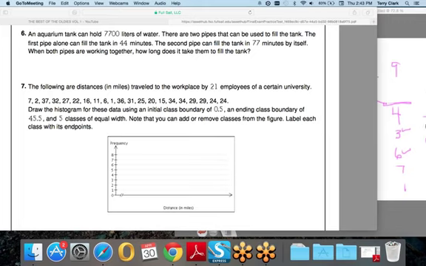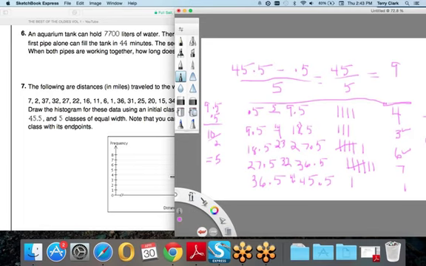Okay. Just make sure you read it carefully. If it says the word midpoint, then you need to find those middle points like I showed you by adding the initial and the ending boundary for each class together and dividing it by 2. Okay, if it says midpoint, then you'll need to find the midpoint.